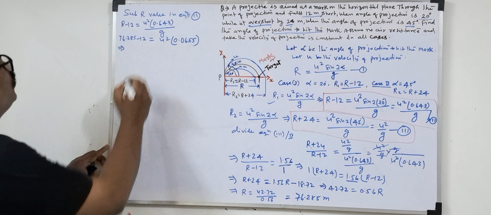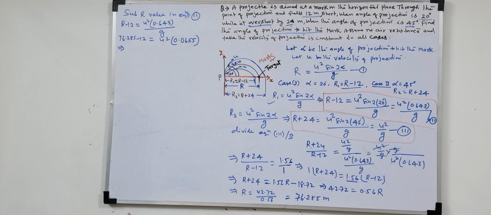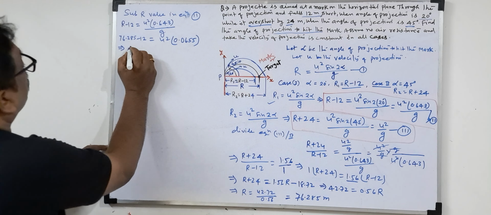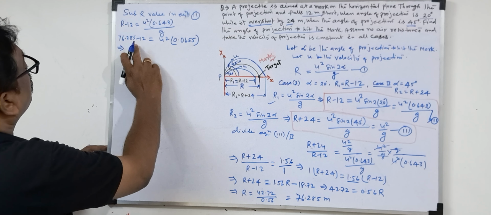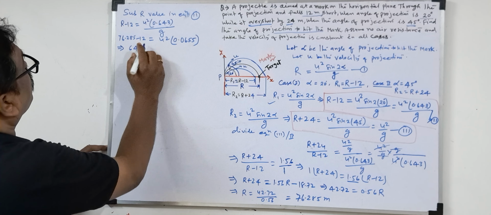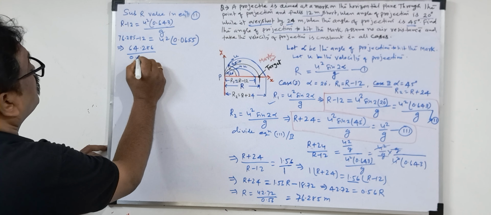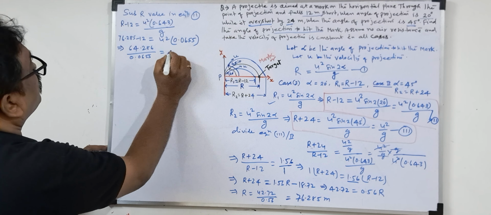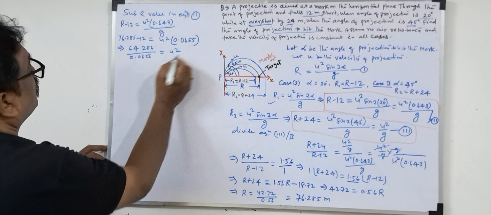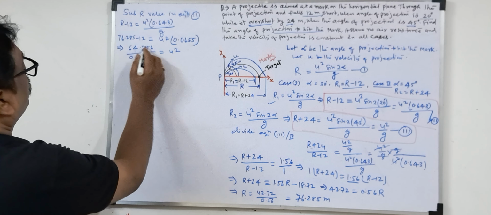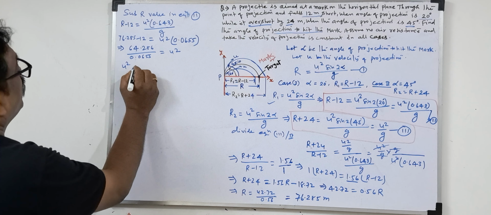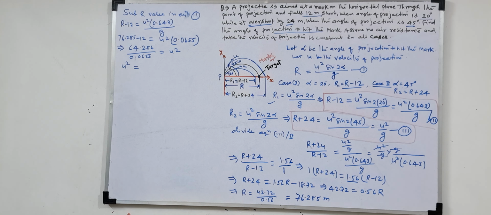Now 76.285 minus 12, this value is coming 64.285. 64.285 divided by 0.0655 will become u square. Now how much will this value come? So u square is equal to, this value is coming 981.46.